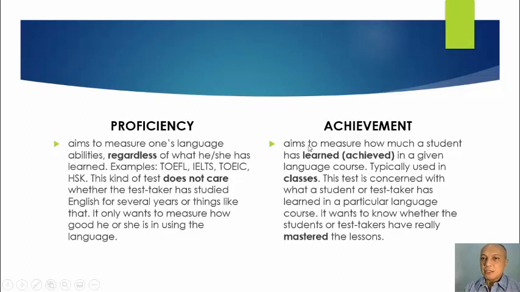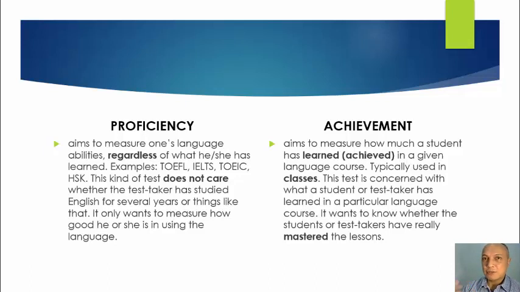In an achievement test, the test aims to measure how much a student has learned or has achieved in a given language course. Now, this is important: the words has learned or has achieved are important. This test is typically used in language classes. It is concerned with what a student or test taker has learned in a particular language course. So, in contrast with the proficiency test, the achievement test really measures what the test taker has learned in a particular language course.